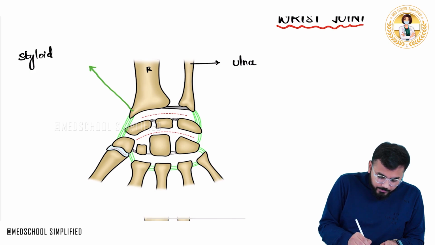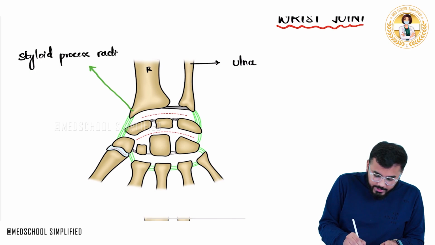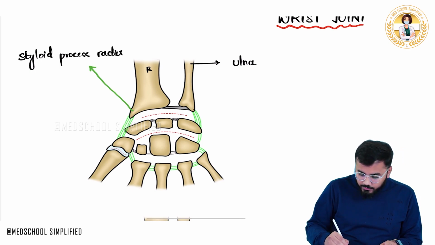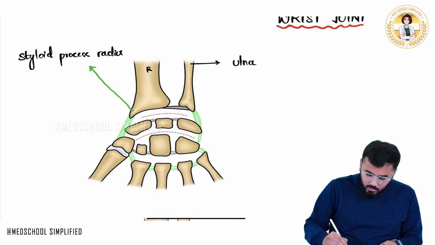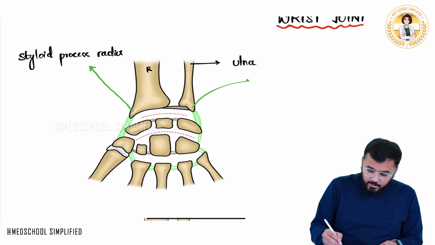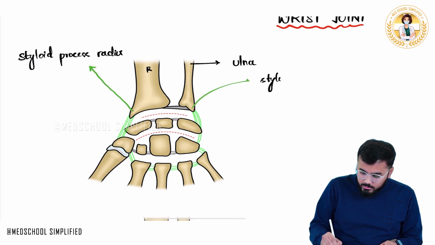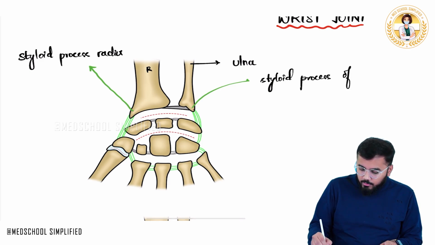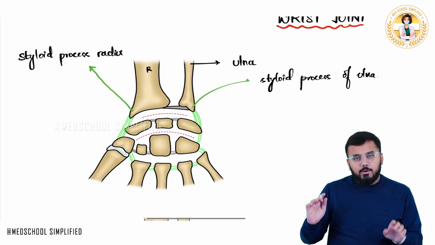Styloid process of the radius bone. In the same way, for the ulna also we have something here. This is called the styloid process of the ulna. Styloid process of ulna.